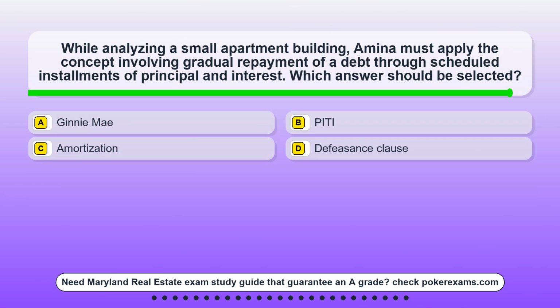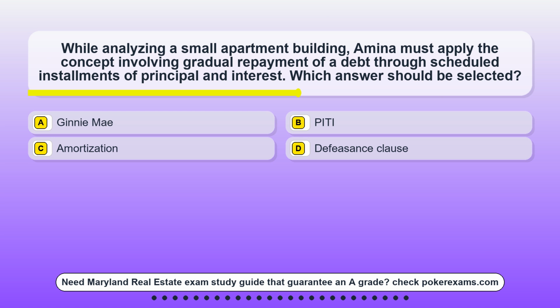Question 3. While analyzing a small apartment building, Amina must apply the concept involving gradual repayment of a debt through scheduled installments of principal and interest. Which answer should be selected? Option A, Ginnie Mae. Option B, parity. Option C, amortization. Option D, defeasance clause.